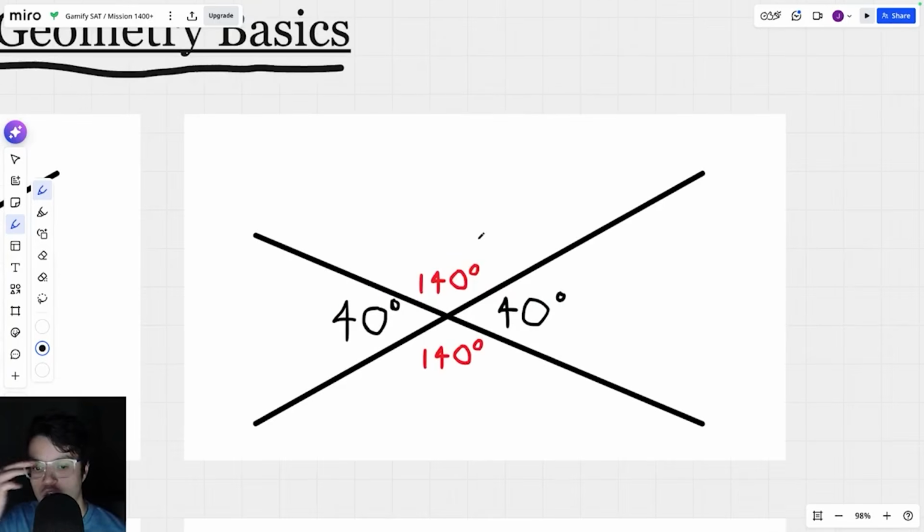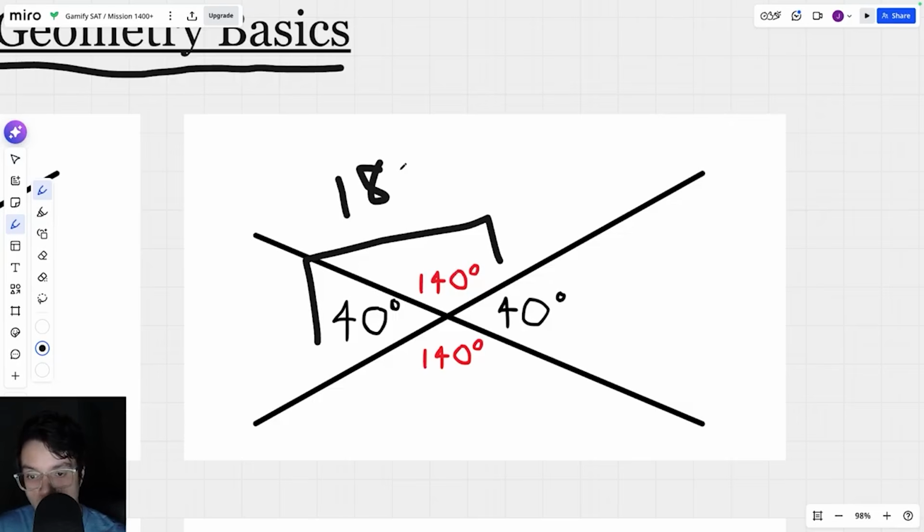In addition to that, you can know that whenever you have a straight line like this, the angles on it must add together to 180 degrees. So if you are somewhat good at math, you would know 40 plus 140 equals, you guessed it, 180. And that makes sense because they are both on this line.